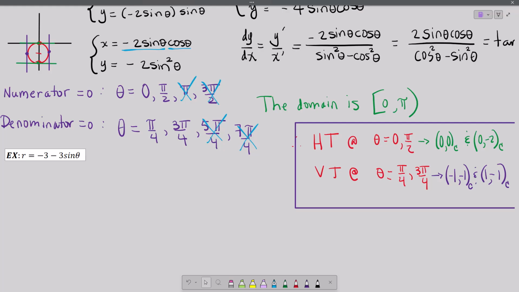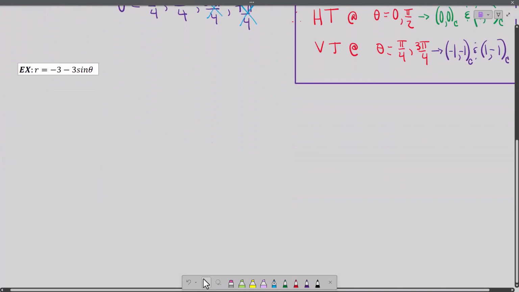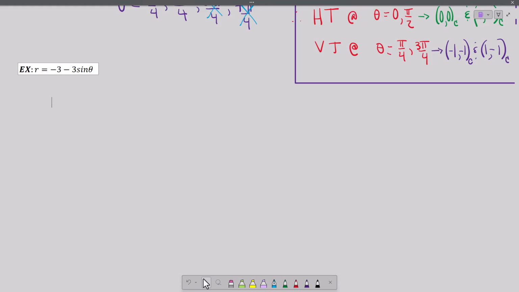Okay. One more of these. This thing, what is the graph of that? It's a cardioid. Cardioid, right? So we've got the heart, got the cardioid.